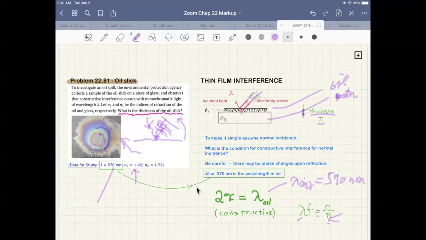And now calculate tau. So it's a short calculation now.